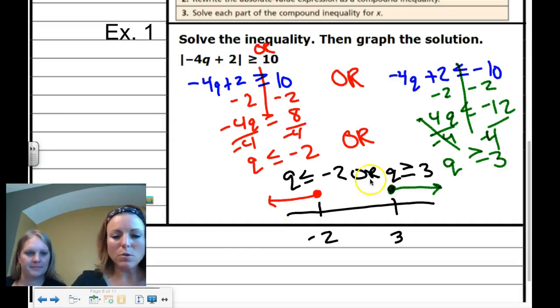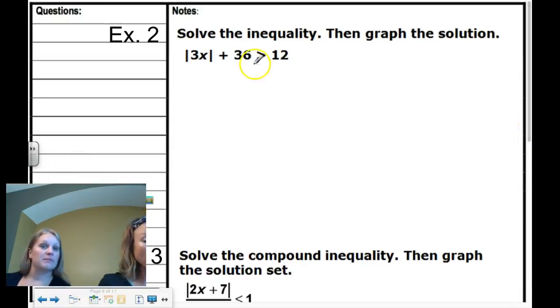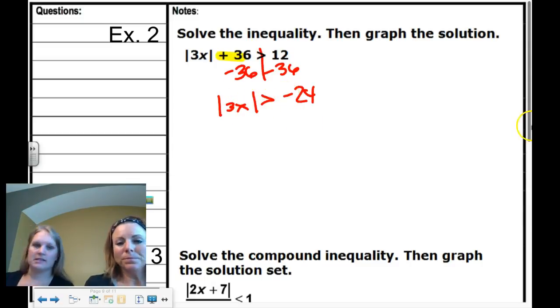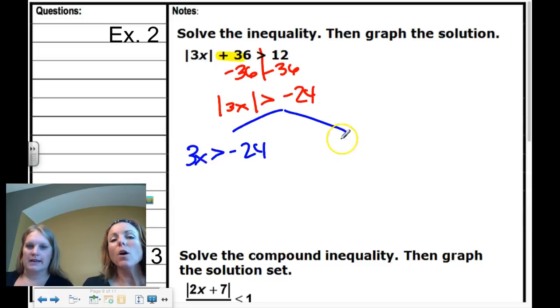Okay. Let's go on to the next page. Example 2. Now notice, right away, remember step 1, we've got to isolate. And right here, I see there's a plus 36. We've got to get rid of that 36 first. So I'm going to get absolute value of 3x is greater than -24. Now I have it by itself. Now I can split it up into my two scenarios. So I have 3x greater than -24 and 3x less than +24.